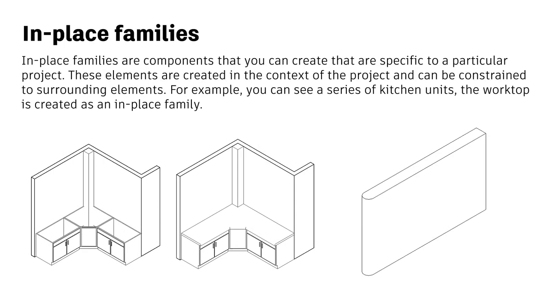In-place families are components that you can create that are specific to a particular project. They are created in the context of your project, which enables you to reference existing model geometry. In the example below, kitchen base units are placed around a kitchen wall and the corner unit is cut around a column. The worktop has been created as an in-place family. This is unique to the project. Another example is to create a ball nose detail on the end of a wall. Again, this is unique to the current project.